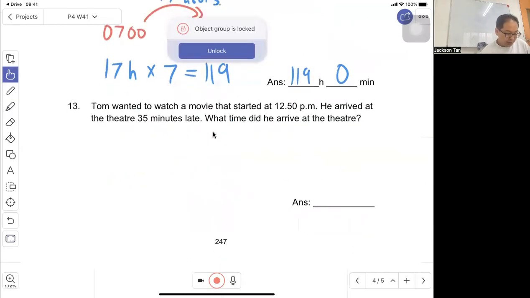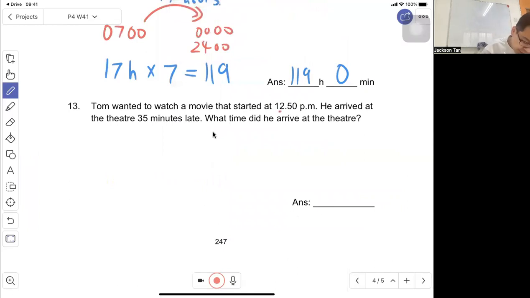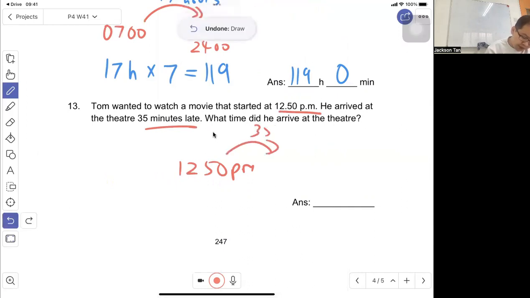Question 13. It started at 12:15 p.m. but 35 minutes late. So 12:50 p.m. What time did it arrive? So plus 35. Before you plus 35, you can plus 10 first, then plus 25. So that's 1 a.m. followed by 1:25 a.m.